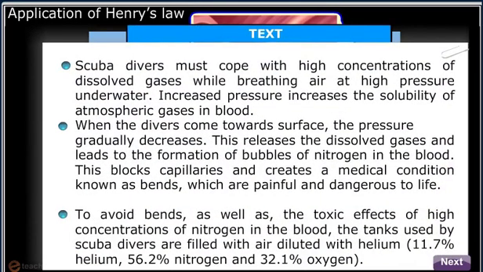Scuba divers must cope with high concentration of dissolved gases while breathing air at high pressure underwater. Increased pressure increases the solubility of atmospheric gases in blood. When the divers come towards the surface, the pressure gradually decreases. This releases the dissolved gases and leads to the formation of bubbles.